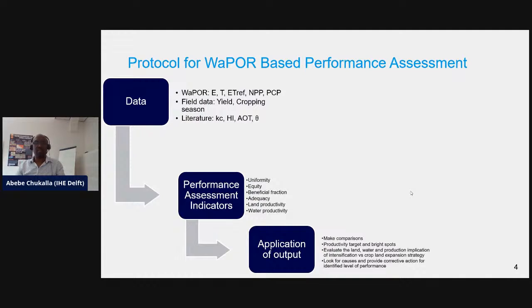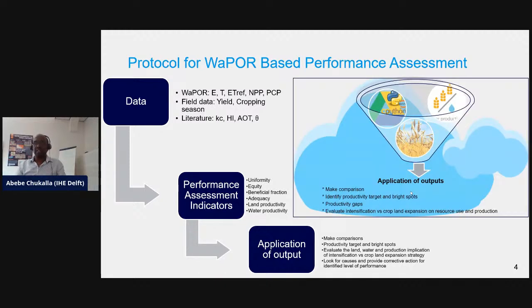And then this protocol gets data from WaPOR, and then does some of those performance assessment indicators, which are named uniformity, equity, beneficial fraction, adequacy, land and water productivity. Of course, the application, as we already defined it from the beginning, is to check the performance of the operation and the resource use efficiency.